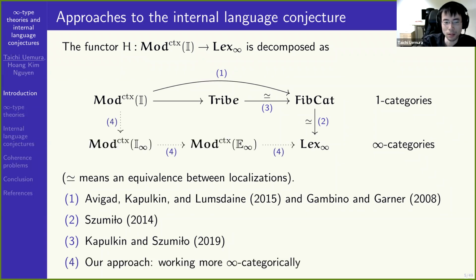But today we seek a totally different path from this decomposition. We introduce some intermediate infinity categories of models of infinity type theories, and mainly work with infinity categories rather than 1-categorical models of type theory.